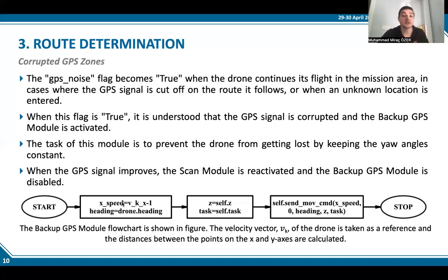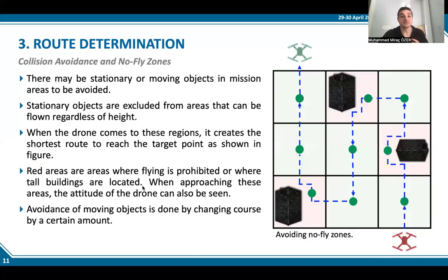When the GPS signal improves, the main module is reactivated and the backup GPS module is disabled. In addition, there is no distortion in the heading angle when in the corrupted GPS region. The drone can resume the flight when the distortion in the GPS signal is corrected.